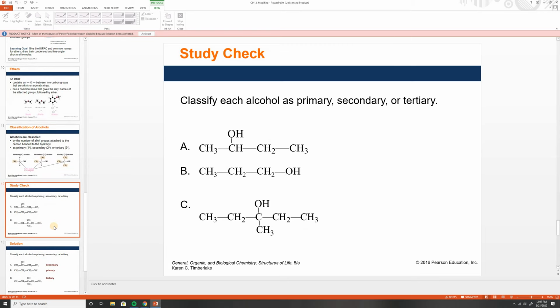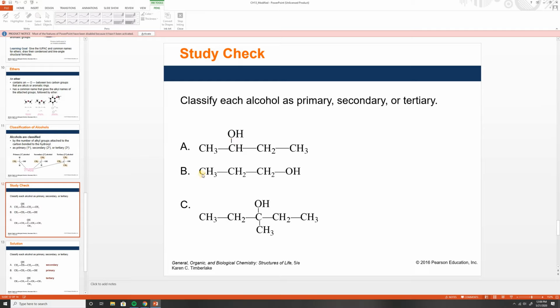So let's do some practice. Classify each of the alcohols as primary, secondary, or tertiary. So let's look at the first one. You have your alcohol. Let's look at the carbon that it is attached to, this one. That carbon is attached to 1 carbon on the left and 1 carbon on the right. It doesn't count this carbon. It's only carbons that it is directly attached to. So it's 1 and then 2. Therefore, this would be a secondary alcohol.